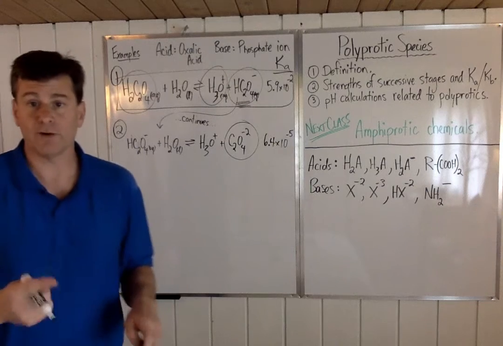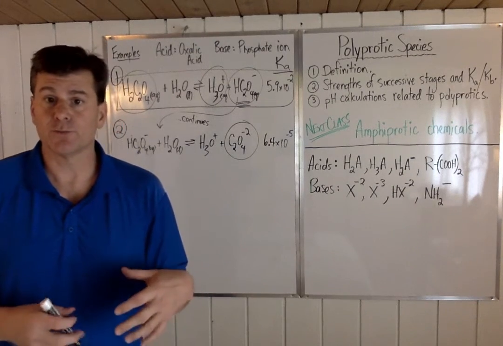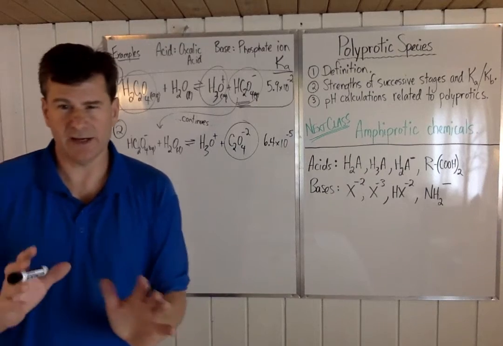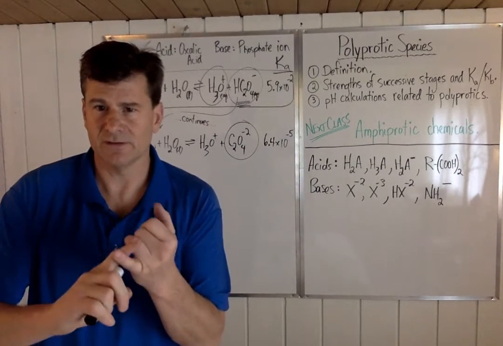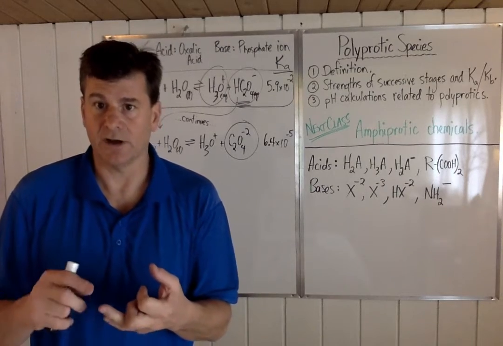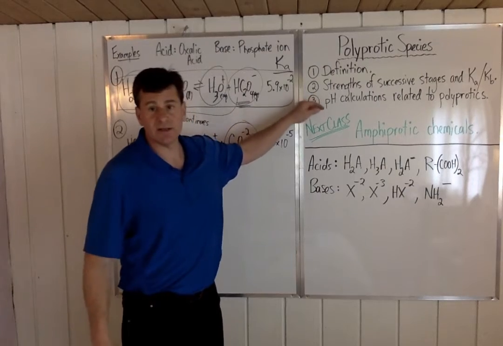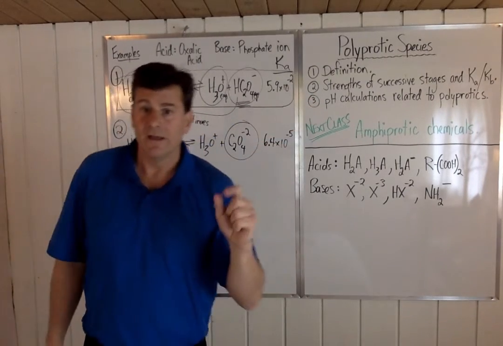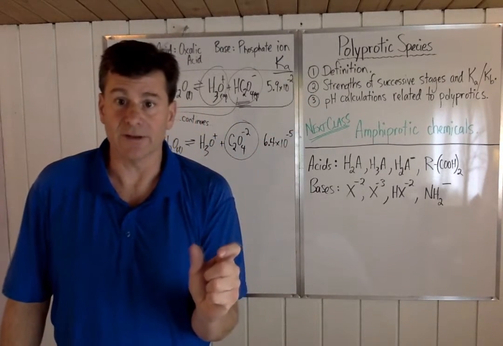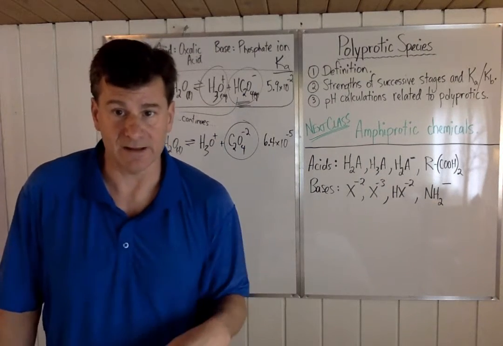So all 4 of those are floating around in the water. So it's really important that you get what is happening in reality, but mathematically what things are significant. And so if I was doing pH calculations with a polyprotic, the first stage is all that really matters. The second stage doesn't actually matter mathematically.